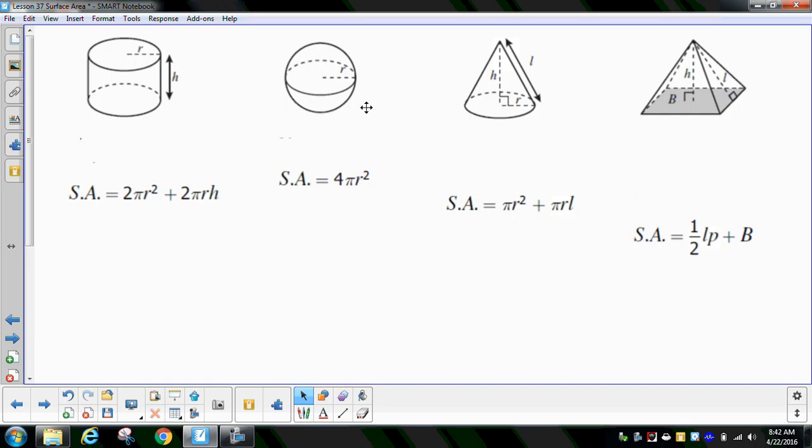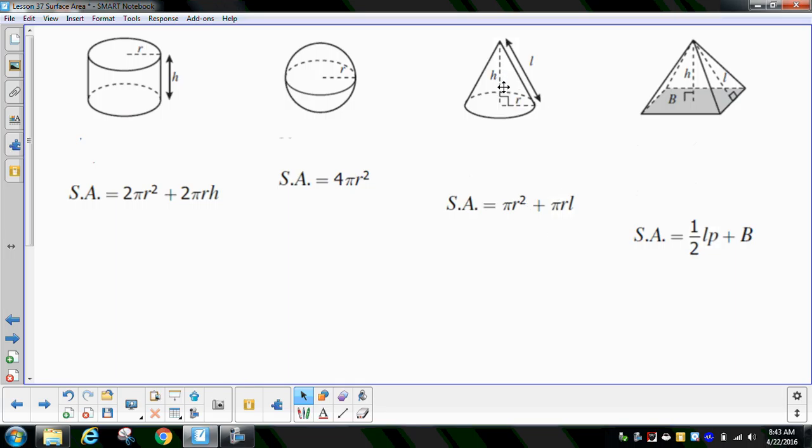Very similar over here to the sphere. The only dimension we need is the radius, and the radius is going to come from a circle, a cross section right through the middle of the sphere. And we just plug in, and we can simplify 4 times pi times whatever that radius is squared.